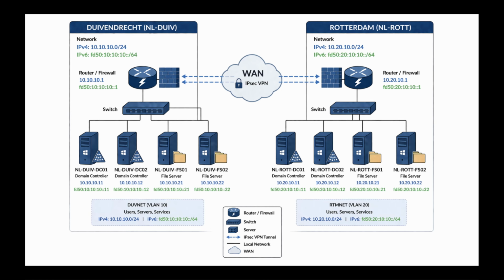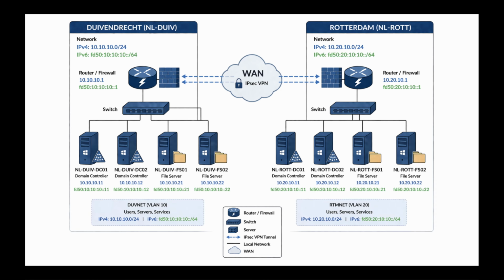So when you see an address like 10.10.10.11, you immediately know it's about a domain controller in Duivendrecht. And when you see 10.20.10.21, you know it's the file server in Rotterdam. We will also keep the host numbers consistent for both IP stacks. Domain controllers will use 11 and 12. And file servers use 21 and 22. So the IP addresses follow the same pattern as the server names.